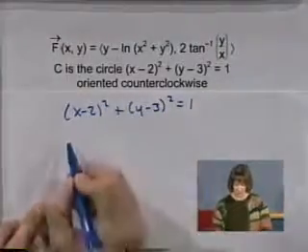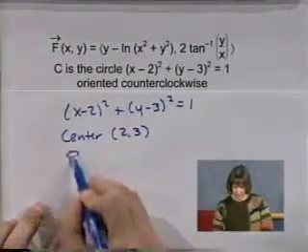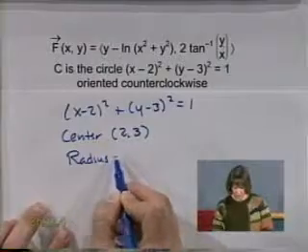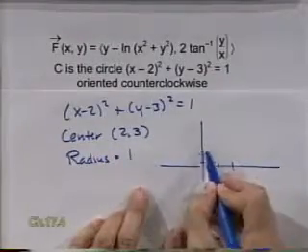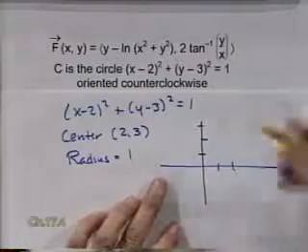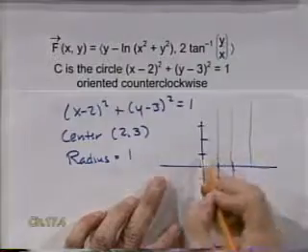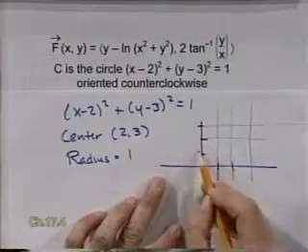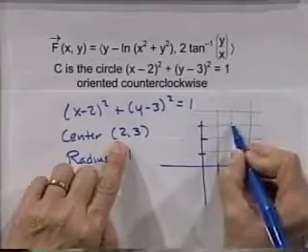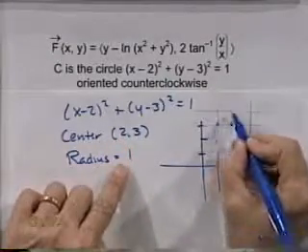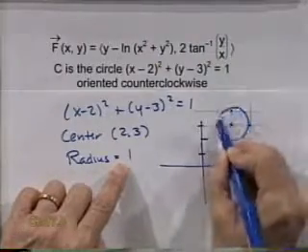What's the center of that circle? Its center's 2, 3. What's its radius? 1. Its radius is 1. If I drew that circle, 1, 2, 1, 2, 3. The center's at 2, 3. It has a radius of 1, so I can go up, down, right, left. That's what my circle looks like. Okay?